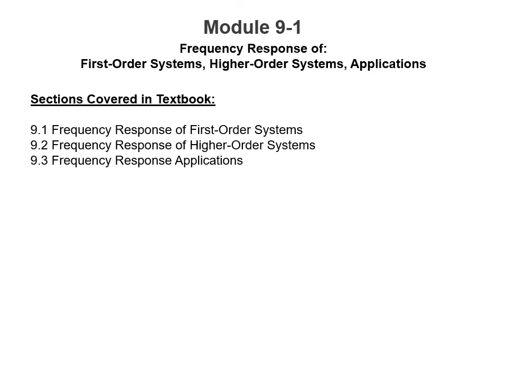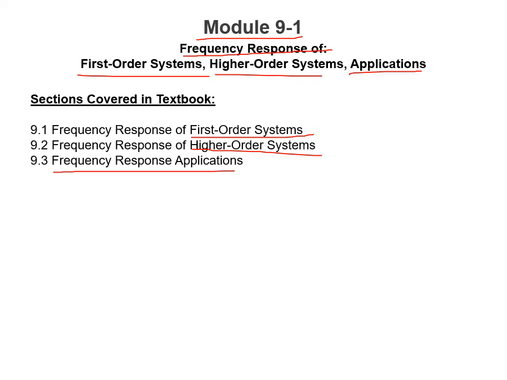So we'll break this module down into a couple different sections. For the first section, module 9.1, we're going to take a look at the frequency response of first order systems, higher order systems, and a couple applications. So this relates to sections 9.1, 9.2, and 9.3 in your textbook. 9.1 being frequency response of first order systems, 9.2 being for higher order systems, and 9.3 being the frequency response applications.